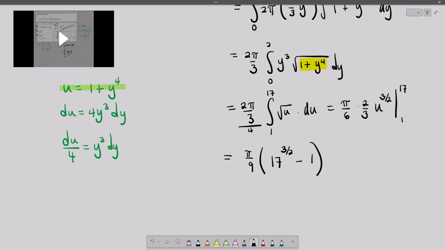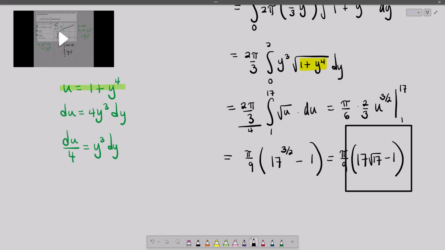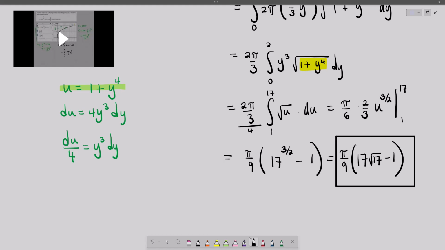A lot of times what you will see is a simplification just to get rid of the 3/2 power and write that as 17 square root of 17 minus 1. So that would be our simplified answer. If you put it like this on the test with the 3/2 power, totally fine.